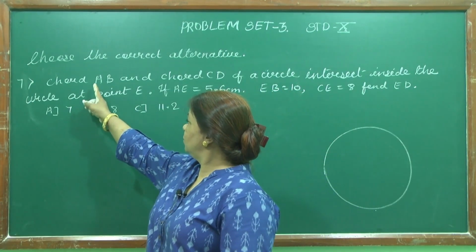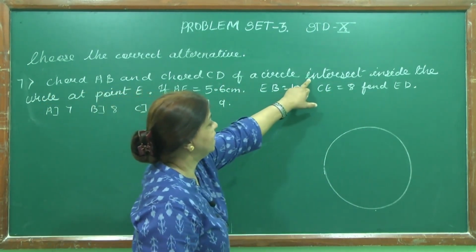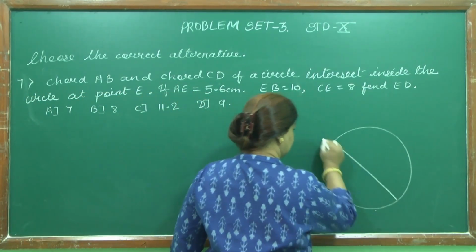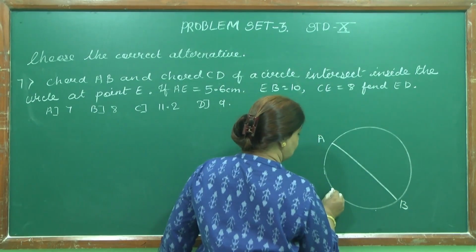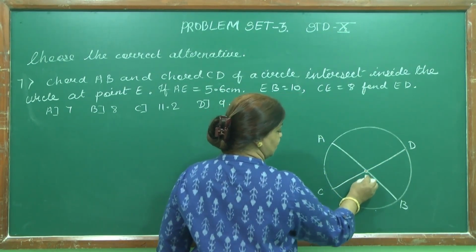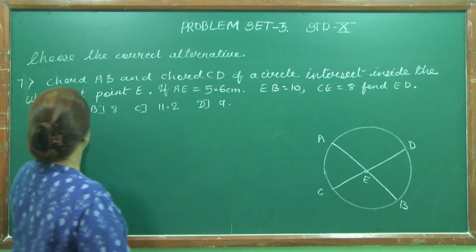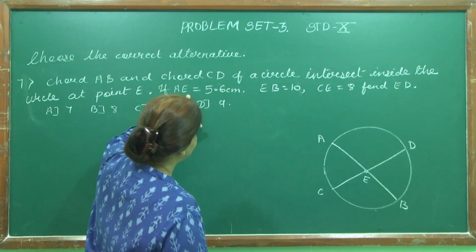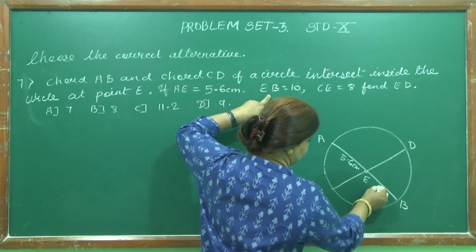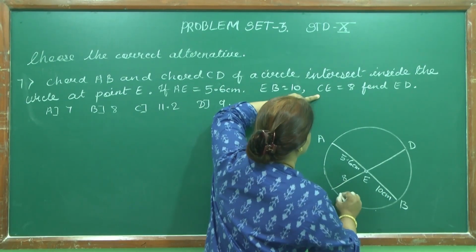Question 7. Chord AB and chord CD of a circle intersect each other inside the circle. Let me draw chord AB and chord CD. They are intersecting at a point E inside the circle, and E is not the center. At point E, if AE is 5.6, EB is 10, CE is 8, find ED.